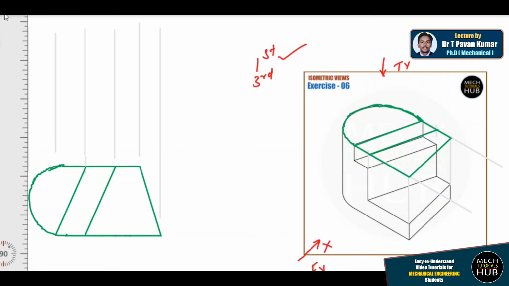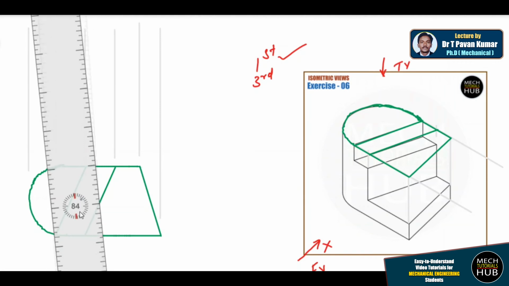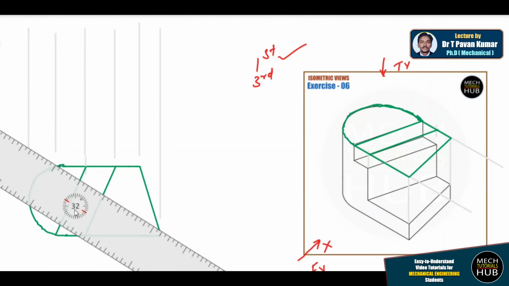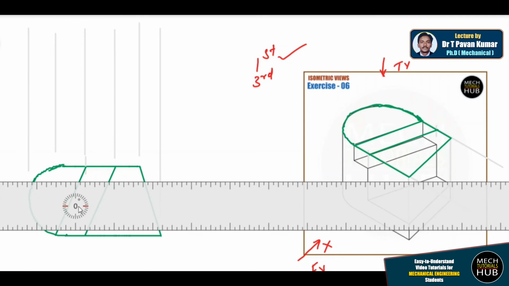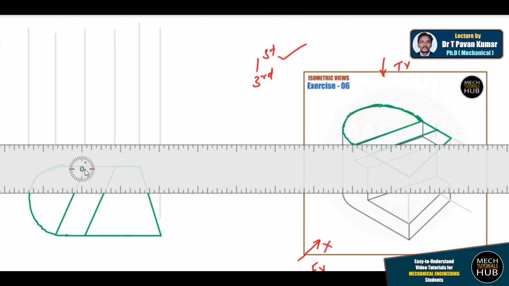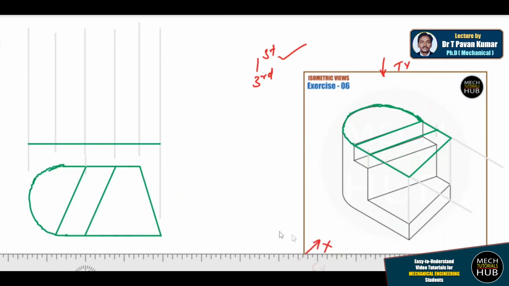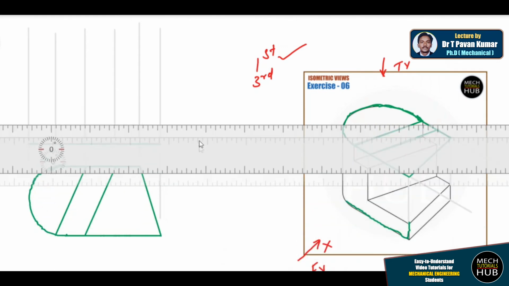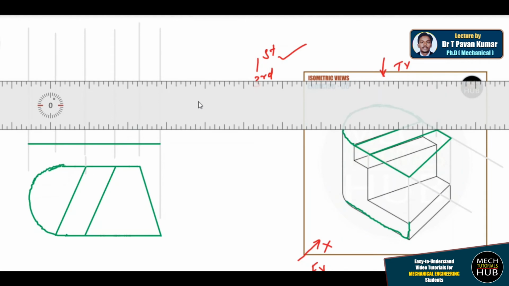Now rotate the scale of the drafter to 0 and draw one horizontal at some offset distance. At some offset distance I'm trying to draw a horizontal. This time I'll just take a 2H pencil. This is fine. Now this horizontal is nothing but the bottom horizontal, this one. Alright, and we need to follow this height of 10 or 20 or 15 whatever given. For that I'll just consider it as 10 mm. Place one more.